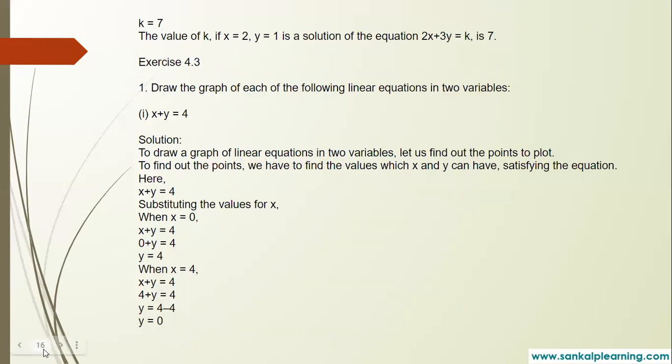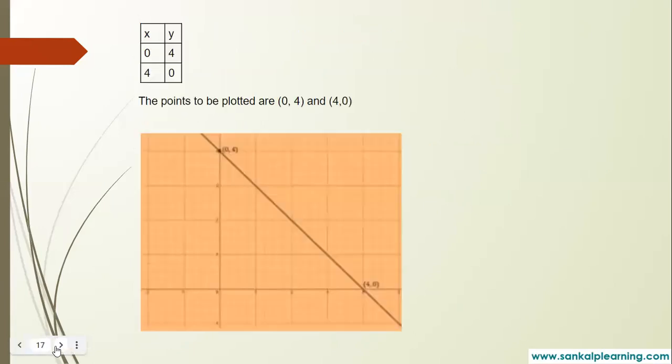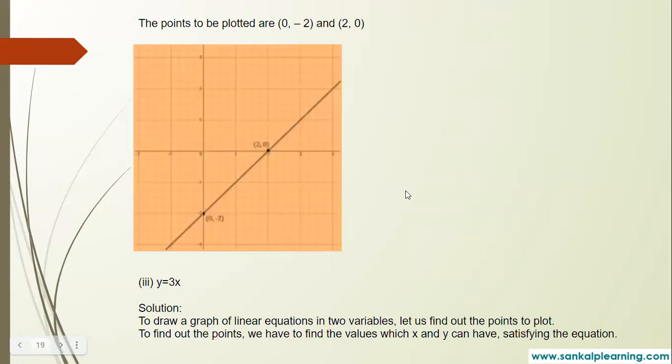Yes, this is for the first one, x plus y is equal to 4. First sum, children. So we have a straight line here. And this is the second one. Here also we have a straight line. Okay, till here we have done.